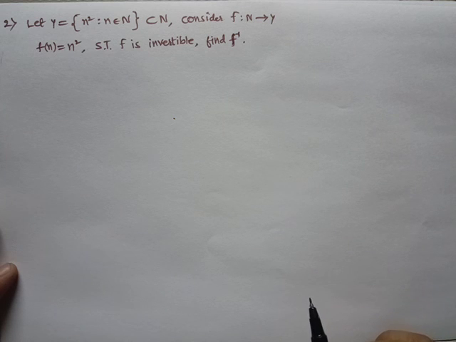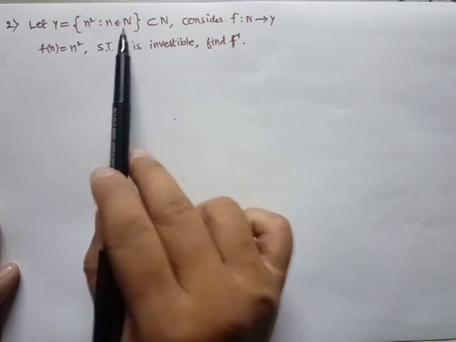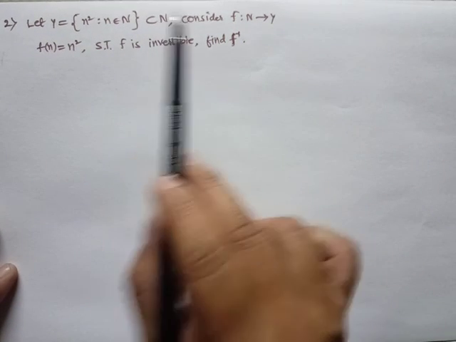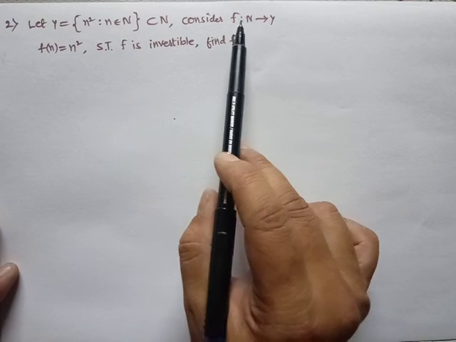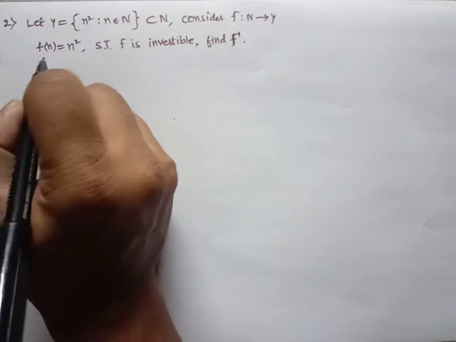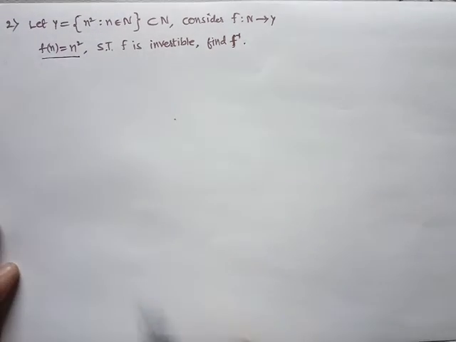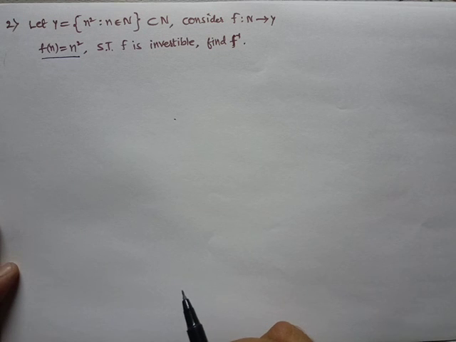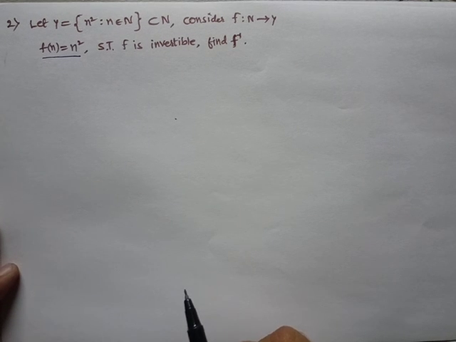Coming to the second question, let y be equal to n square such that n belongs to natural numbers, and this particular set is a subset of natural numbers. Consider f as a mapping from natural numbers to y, where F of n is equal to n square. The function is defined in this manner. Show that f is invertible, and find f inverse.